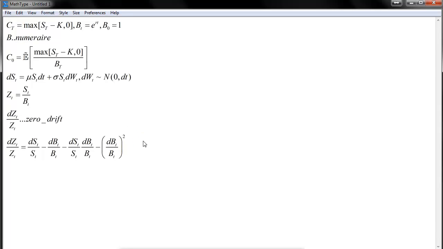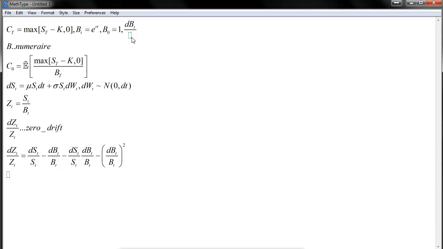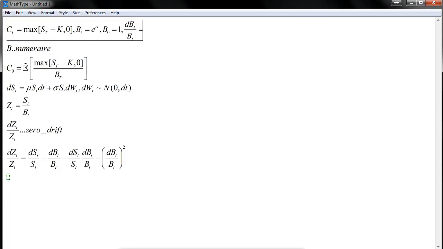Okay, so this is Ito's quotient rule. So let's substitute for dS and S, dB and B. One important thing should be pointed out here: dB with respect to B is equal to r dt. Okay, so this is the dynamics. This is the differential equation for this expression.